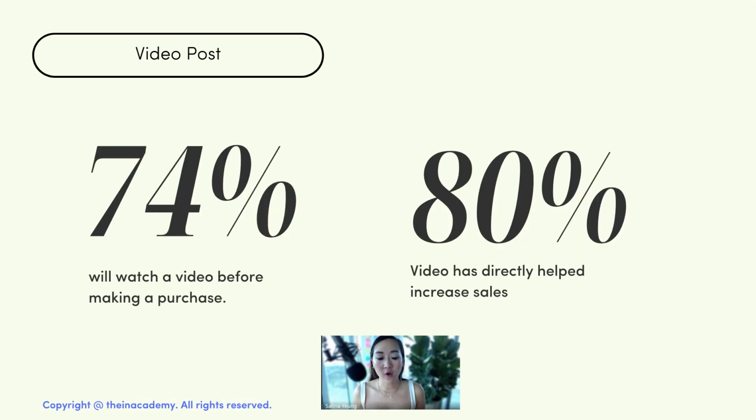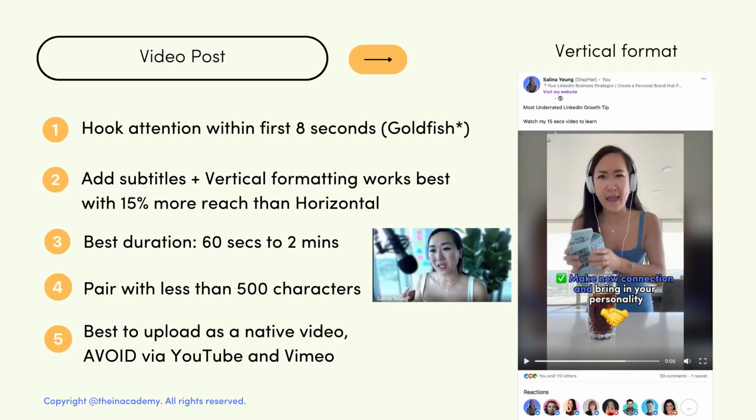So 74% of people will watch a video before making a purchase, and 80% say video has directly helped increase sales, according to HubSpot. The format that gives you the best result as well as the best engagement throughout is vertical. If you're repurposing content, the first 8 seconds of your video are most important. So make sure you capture their attention, make it fun, and add subtitles. Vertical format works really well. Like I mentioned, it gives you 15% more reach than horizontal, based on my research.